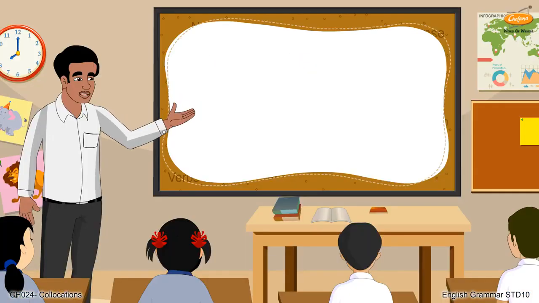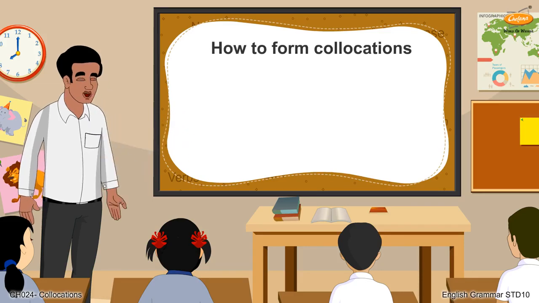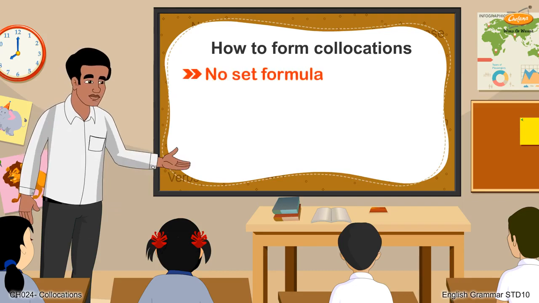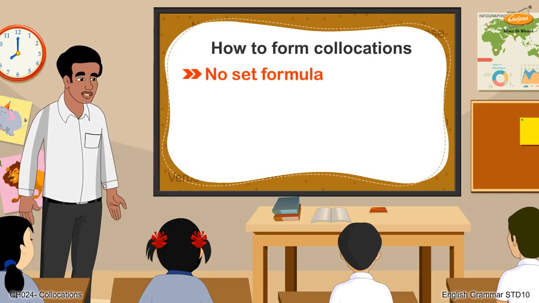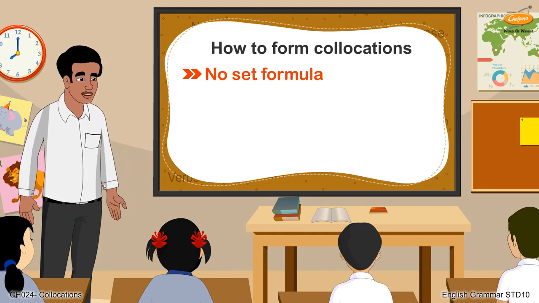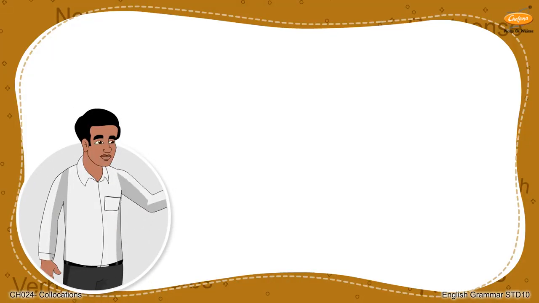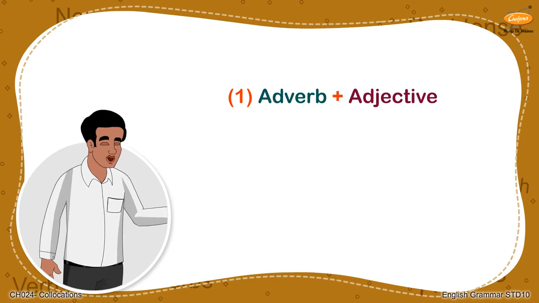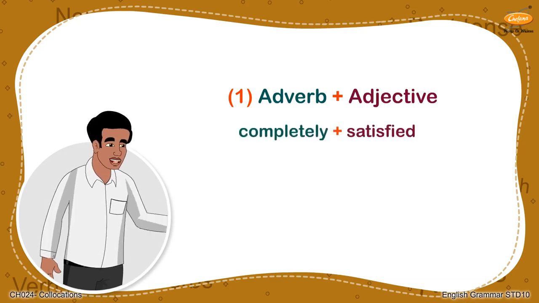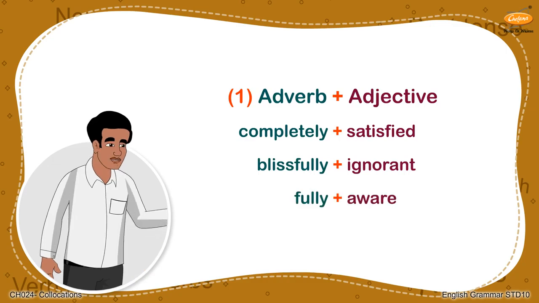Now that we have understood what collocations are, let us see how to form them. Remember that collocations are not formed using a set formula, in the way verbs are conjugated into tenses and plurals are derived. The easiest way to identify the structure of collocations is to see which parts of speech make them up. Collocations can be formed by the combination of an adverb and an adjective, such as completely satisfied, blissfully ignorant, fully aware, etc.